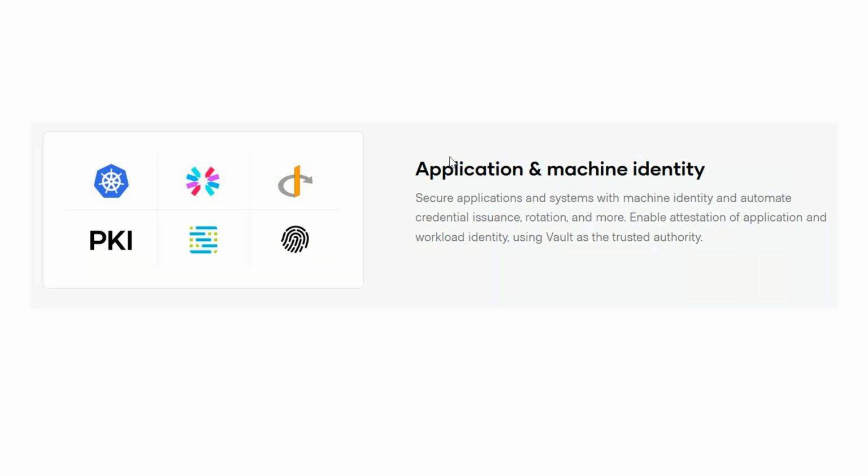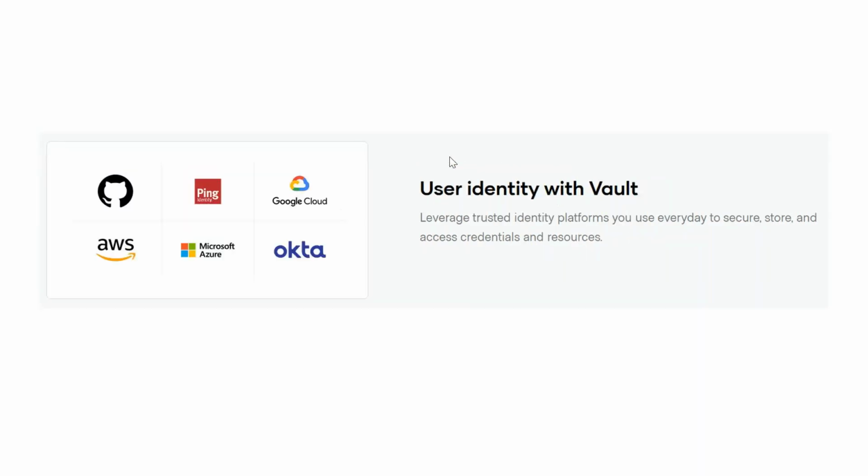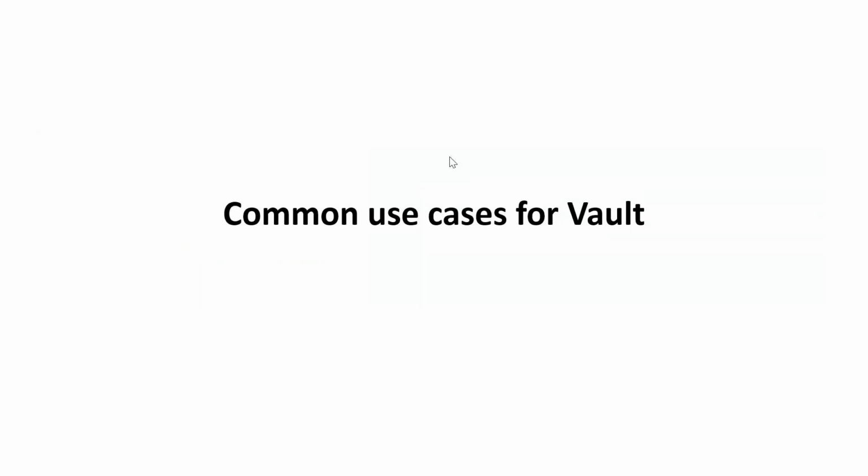You can see here which identities can be used. You can use identities that include application and machine identity, to secure applications and systems with machine identity and automate credential issuance, rotation and more. It enables attestation of application and workload identity using Vault as a trusted authority. You can also use user identity with Vault: users from AWS, GitHub, Ping, Google Cloud, Okta, Azure. Those can also be used to log into Vault, and so on.